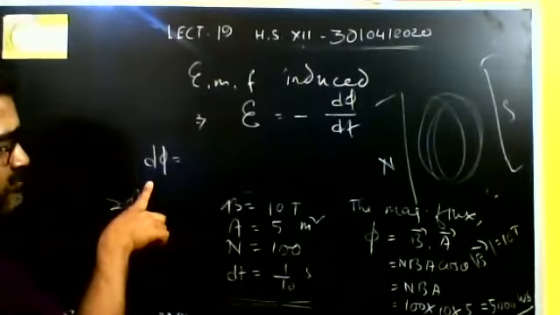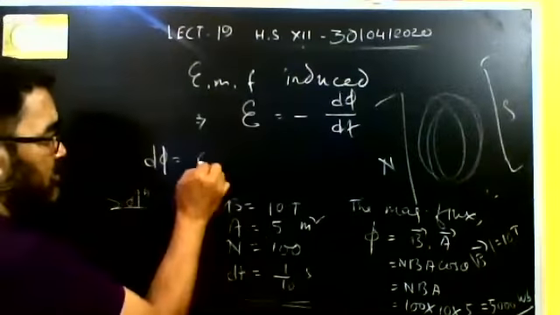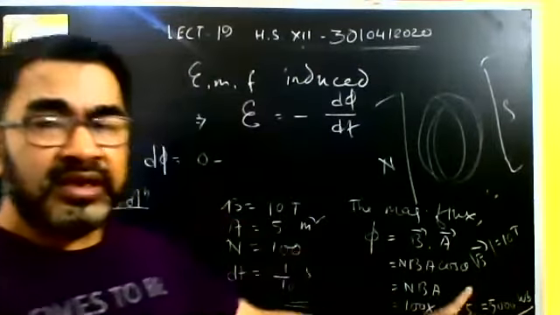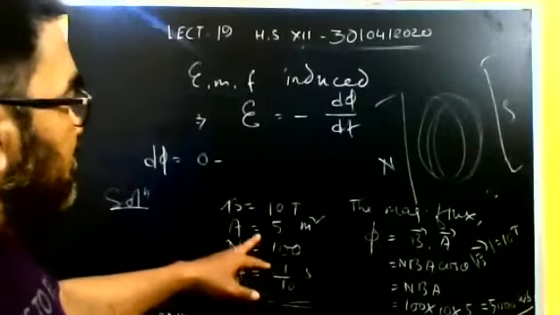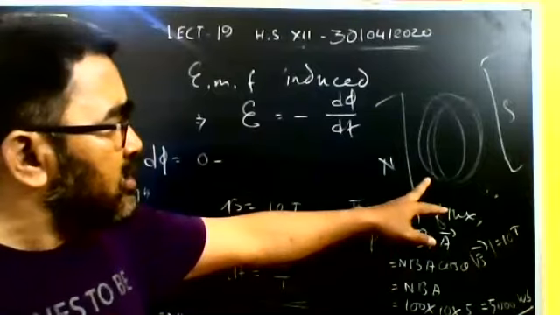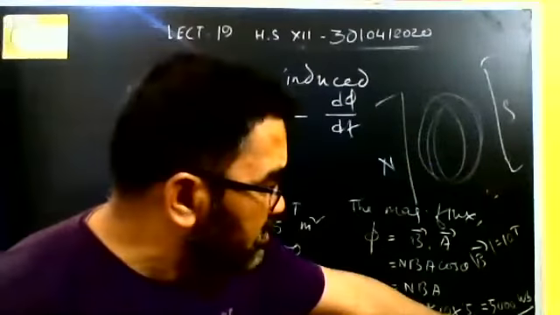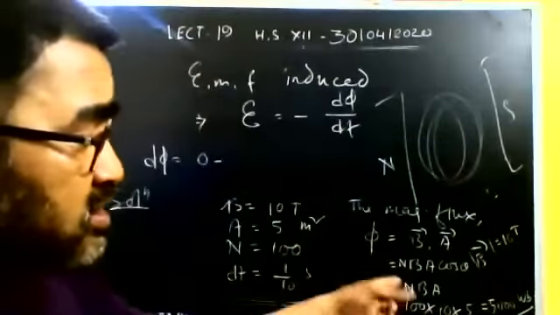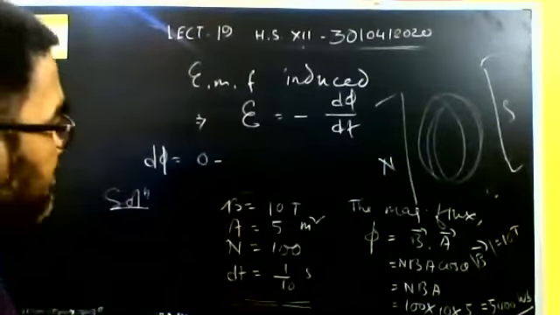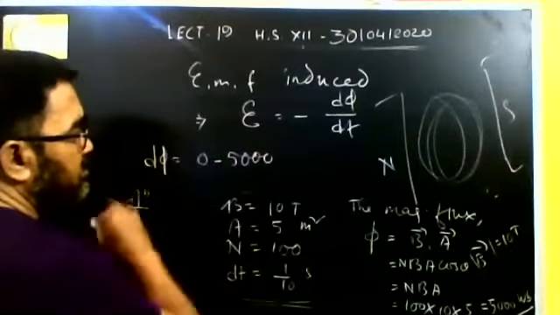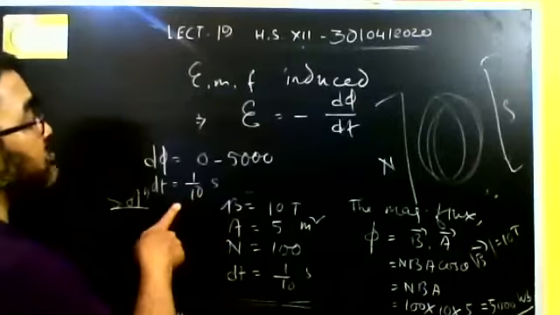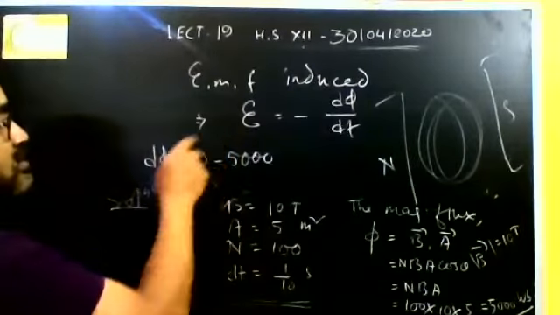Final magnetic flux will be 0. Initial magnetic flux was this, the magnetic flux we initially got from the coil. When the coil is within the magnetic field, this amount of magnetic flux is produced. As soon as it is removed, it becomes 0. So final magnetic flux minus initial magnetic flux, it is minus 5,000. dt is 1/10 second. So we have to put the values here, then you will get the induced EMF.